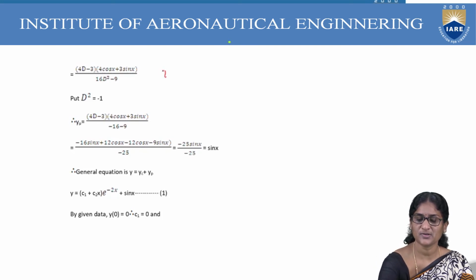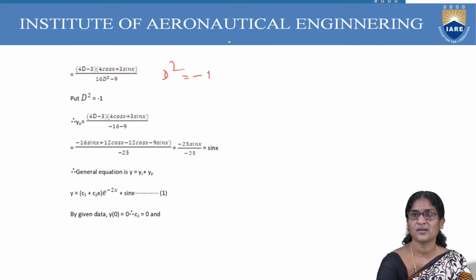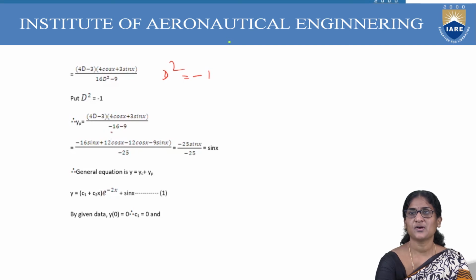Again, you try to substitute d square is equal to, what is the coefficient here? The coefficient of x here, that you have to take, that is minus 1. So you substitute d square is equal to minus 1 and get the denominator free from the differential operator d. So you are going to get minus 16 minus 9, which is minus 25. So this is completed. Now what about the numerator?